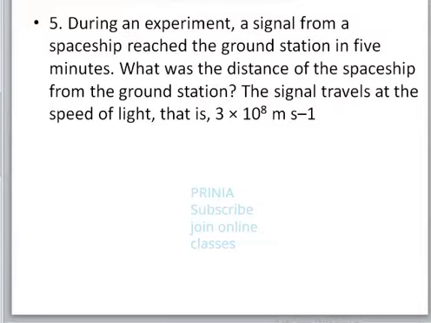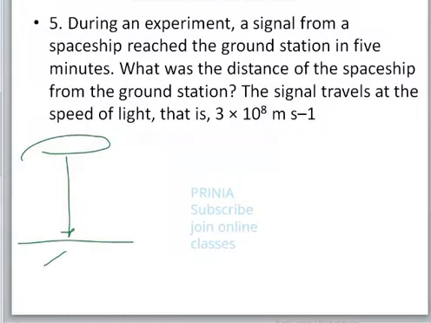So now the next question is: during an experiment, a signal from the spaceship reaches the ground in 5 minutes. A spaceship's signal is reaching the ground within 5 minutes. So 5 minutes is equal to 300 seconds. What was the distance of the spaceship from the ground?